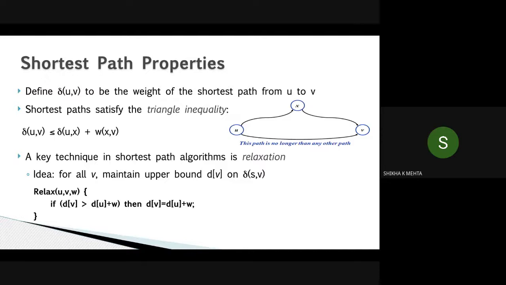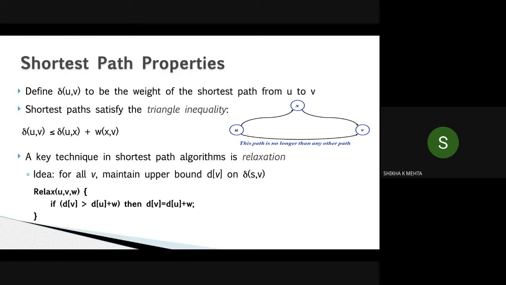So let us define the shortest path properties first. The distance between u and v is the weight of the shortest path from u to v. When we are trying to find the shortest path, we must have some weight. This weight may represent anything. It may be time, it may be distance, or it may be some relationship. So we are given some weight between two vertices, and only on the basis of that weight we try to find the shortest path. Let us say in this particular problem the weight represents the distance between the source and the destination.